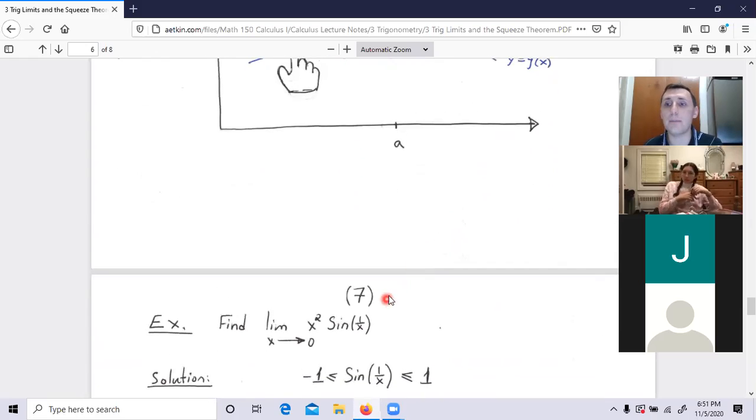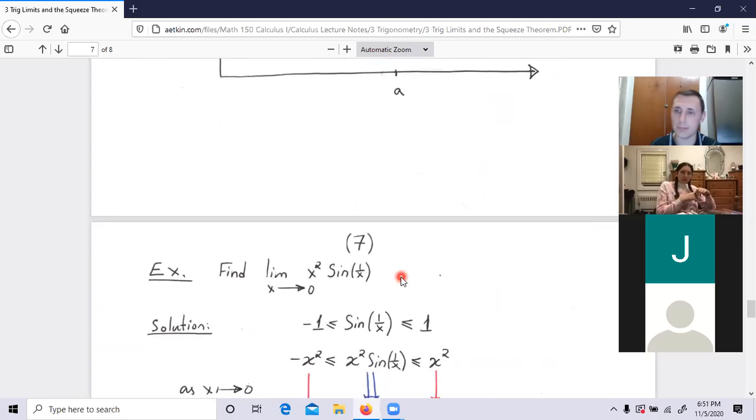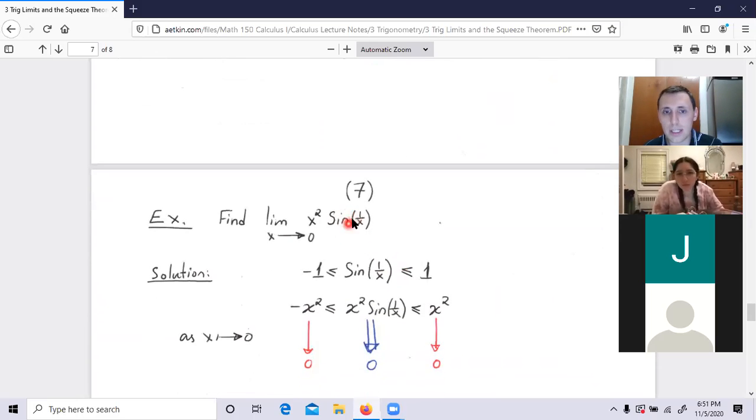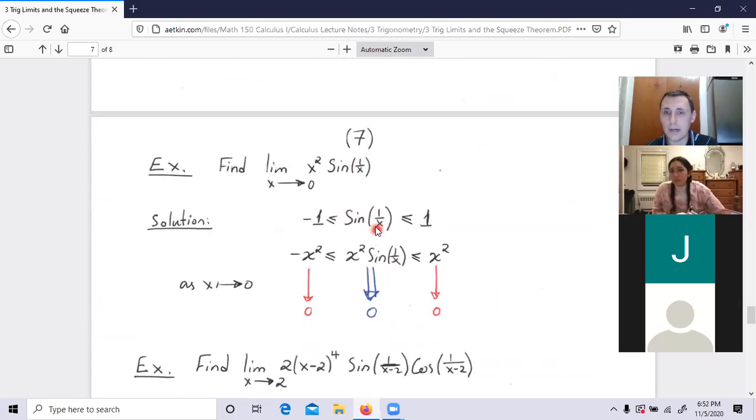So here is a very simple example of how the squeeze theorem is supposed to work. Do you see that the limit of sine of 1 over x times x squared is perhaps not immediately obvious? Because as I make x close to 0, 1 over x gets large, and then sine oscillates wildly between -1 and 1. But the oscillation is dampened by x squared. So here is how I construct the squeeze.